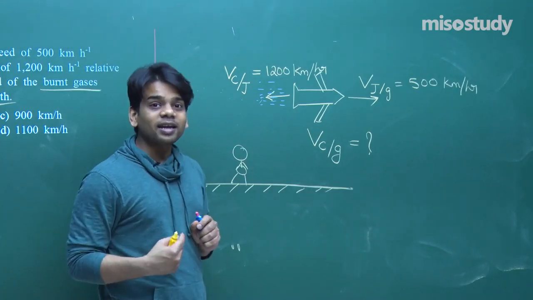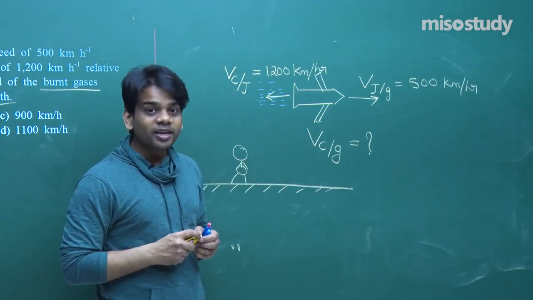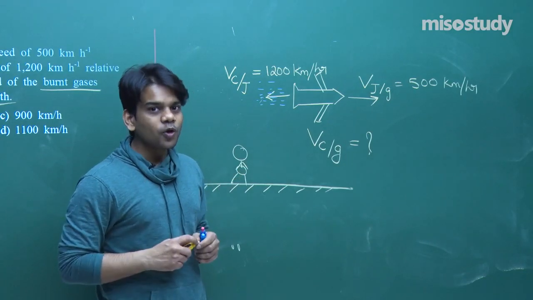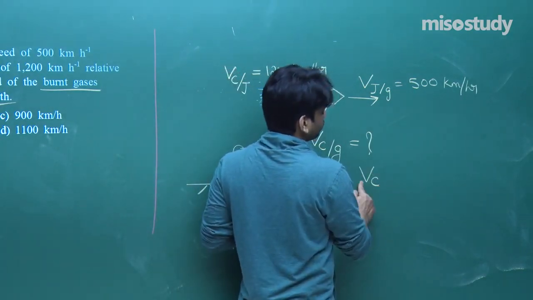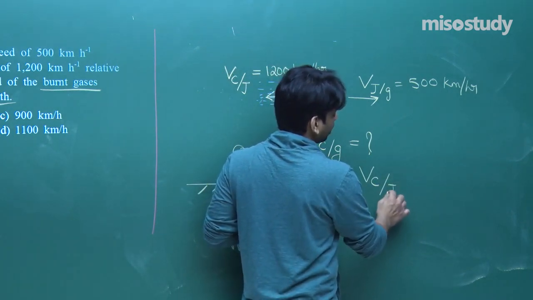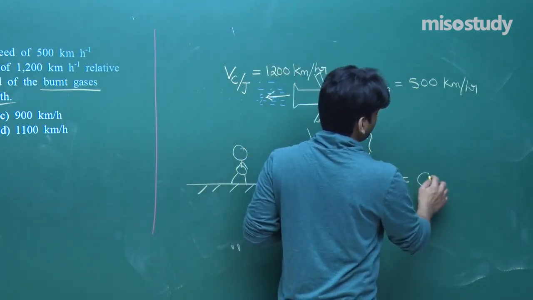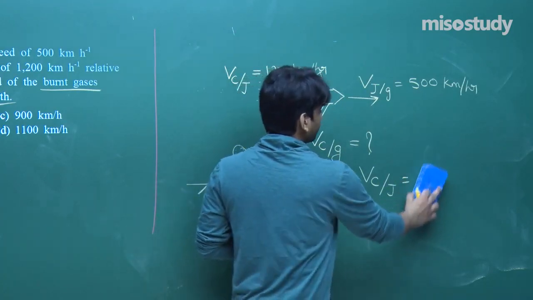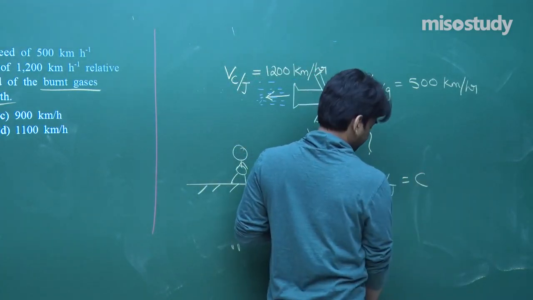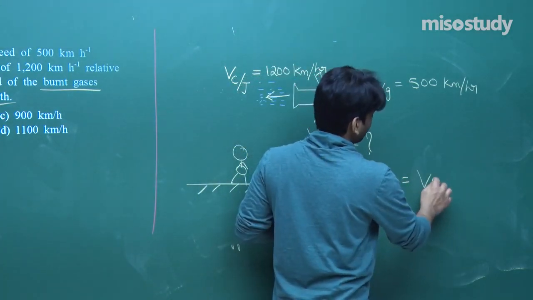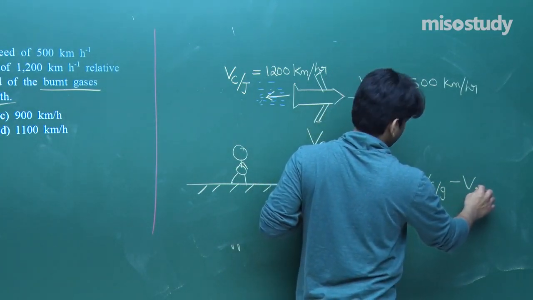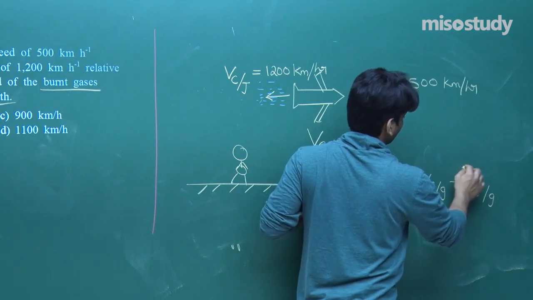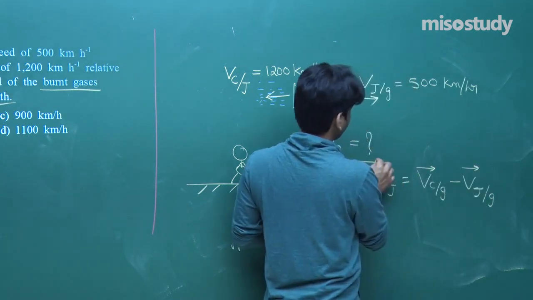Now try to understand how to frame the equation. In relative motion, I have told you how to make the equations. Suppose two things are given. Velocity of combustible materials with respect to jet airplane can be written as velocity of combustible materials, that is the combustible gases, with respect to ground minus velocity of jet airplane with respect to ground. Vectorially, this will be the equation.